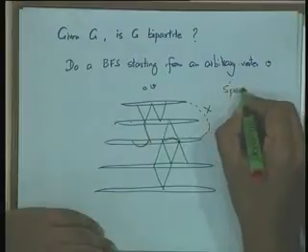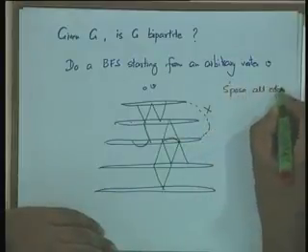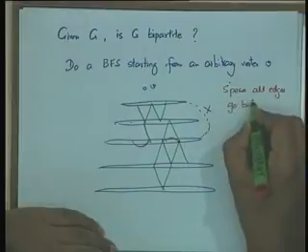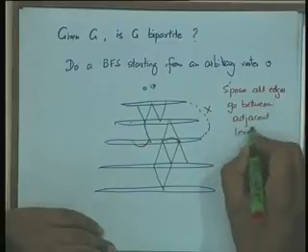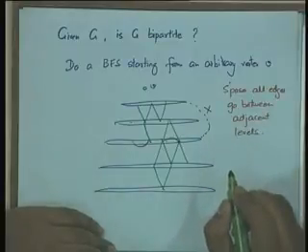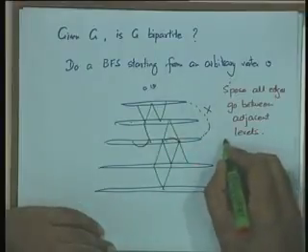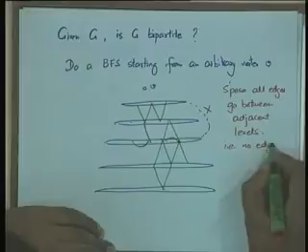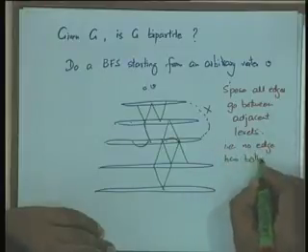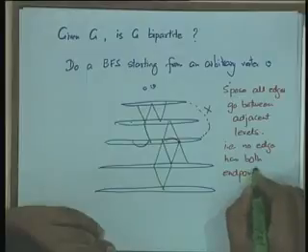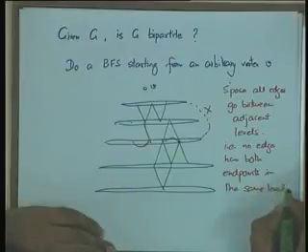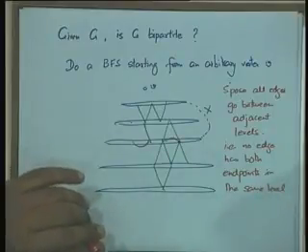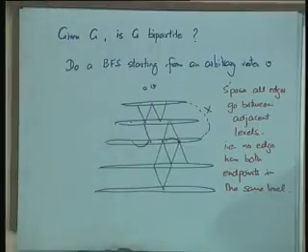Suppose all edges go between adjacent levels, every edge goes between adjacent levels, i.e. no edge has both endpoints in the same level. Suppose such was the case. What can you say? Right? This implies the graph is bipartite. Does everyone see why?